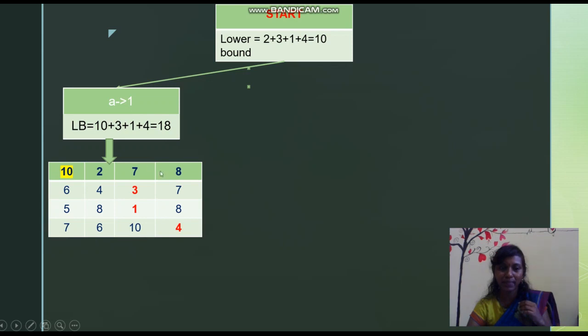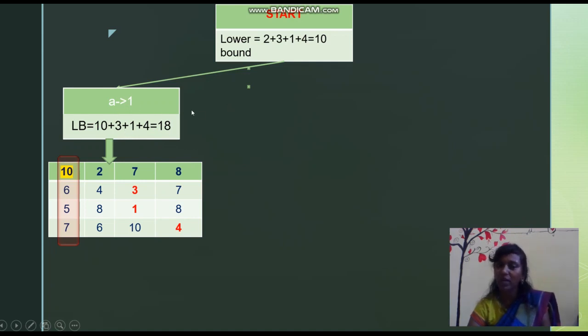So this is our matrix table. For person A, we are allocating the first job. So this is our first job column. Yes, for person A, first job means 10. You have to compulsorily mark this as 10, and for persons B, C and D, you have to take just the minimum value. Don't consider anything else. So 10 plus 3 plus 1 plus 4, so the lower bound will be 18. For person A, the first job, the lower bound is 18.